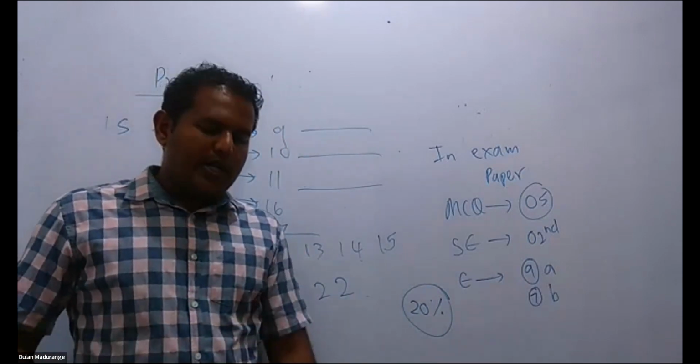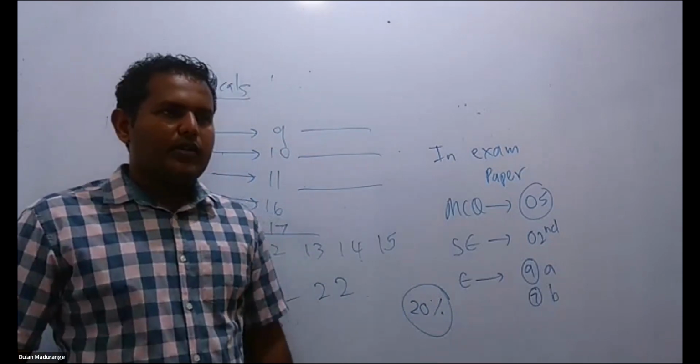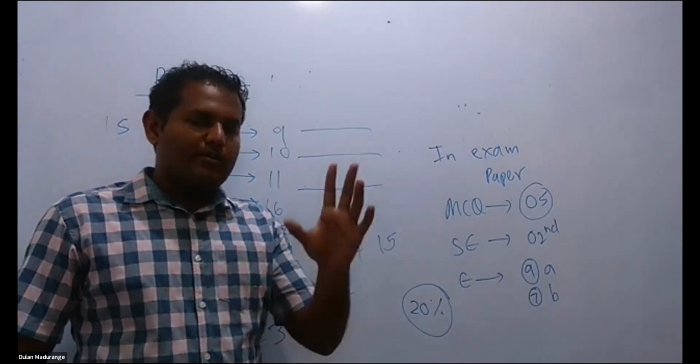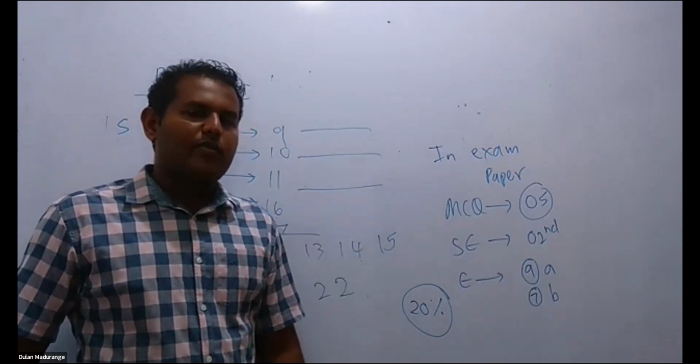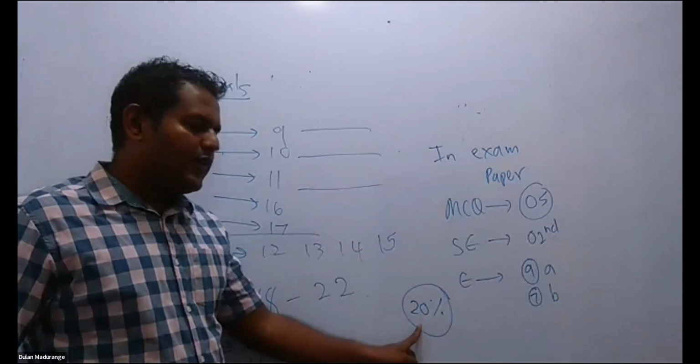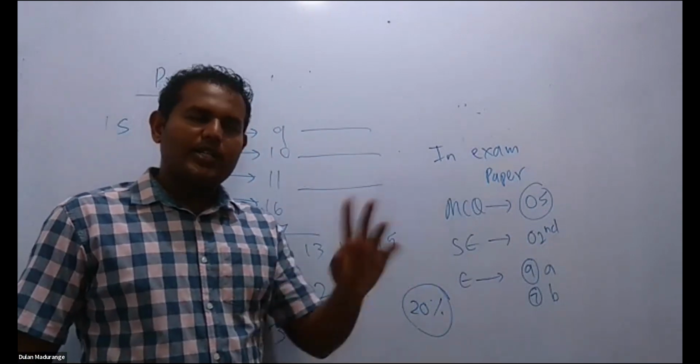From organic you get more than 20, like 25 or 23. From physical you get more than 35%, right? 40% maybe in the A-level paper for physical, right? Inorganic 20%, organic 25%, the rest general, right?